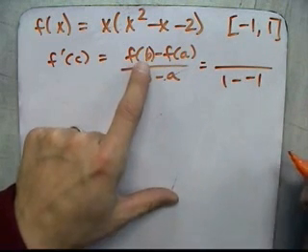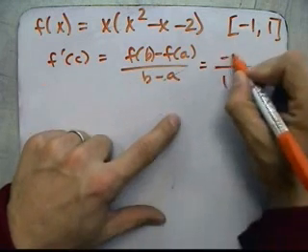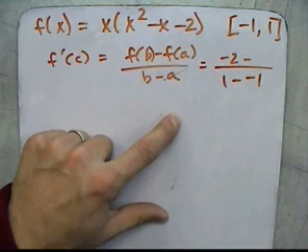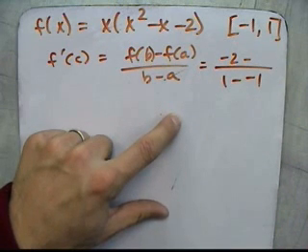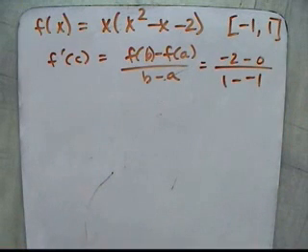Plug in a b, which is 1, right? So let's go ahead and second calculate value. 1 is negative 2. Minus, plug in a negative 1, 0. So my slope for this one is going to be negative 1. And that's between my endpoints, negative 1.